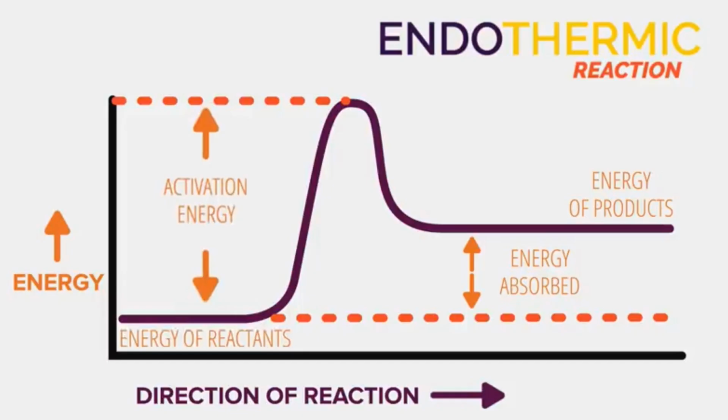If we look at a graph of an endothermic reaction, we can see that the energy changes as the reaction proceeds. For an endothermic reaction, remember, endo means in, we can see that the reaction needs to absorb energy in order to form its products. Here we see the energy of the products is more than the energy of the reactants. Therefore, it needs to absorb energy in order to proceed.